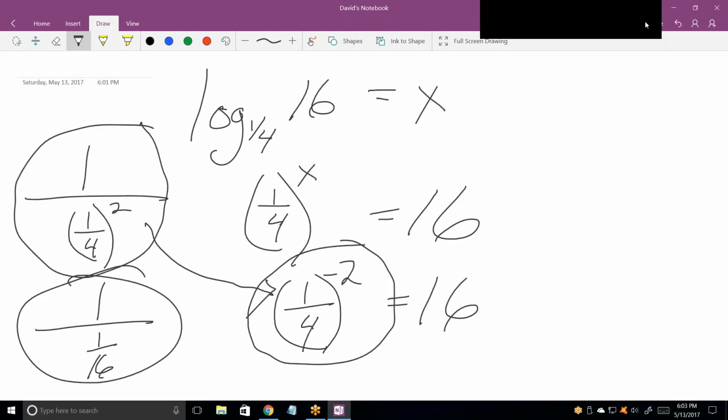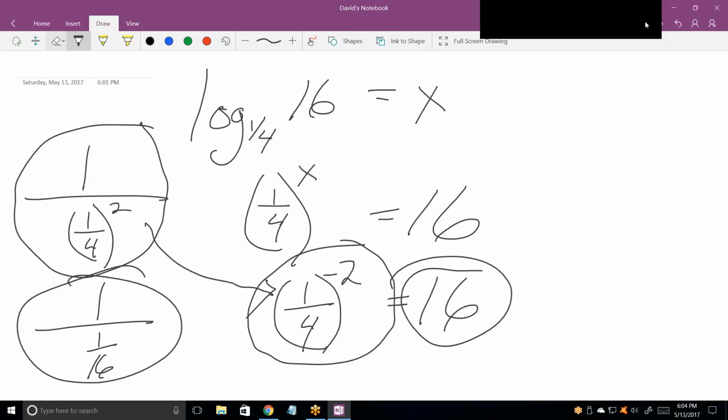How do I solve that? I'm dividing 1 by 1/16. How do I come up with that answer? How do you divide by a fraction? You multiply by the reciprocal. It's not a division problem even. We turn it into a multiplication problem. So it becomes 1 times 16 over 1, which is 16. Okay. So that's why 1/4 to the minus 2 equals 16.